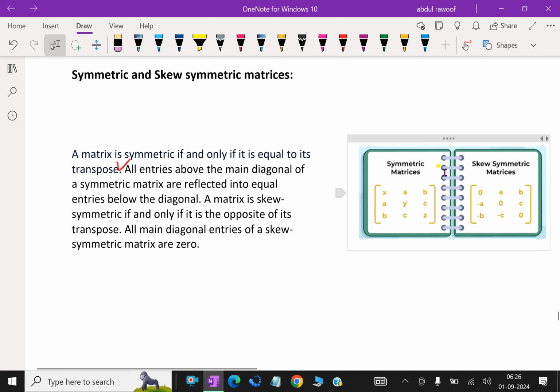So here, first the symmetric matrix. Look at here. This is the main diagonal, X, Y, Z. Here the other entries are A, B, C. The reflection down below the diagonal is A, B, C as well. This is a symmetric matrix. Now the skew symmetric matrix, look at here. In a skew symmetric matrix, the diagonals are zeros. And look at this one. Above the diagonal are the entries A, B, C. Their reflection is minus A, minus B, minus C. This is a skew symmetric matrix.